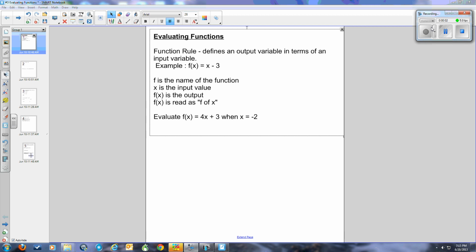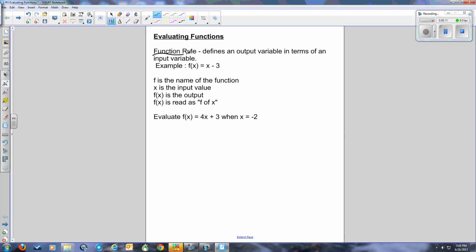Today we're going to be talking about evaluating functions, and we're going to start by defining the term function rule. A function rule defines an output variable in terms of an input variable. For instance, we pronounce this f of x, f with these parentheses and the x inside, equals x minus 3. F of x is really just the same thing as what we would have when we had y equals x minus 3. F is the name of the function.